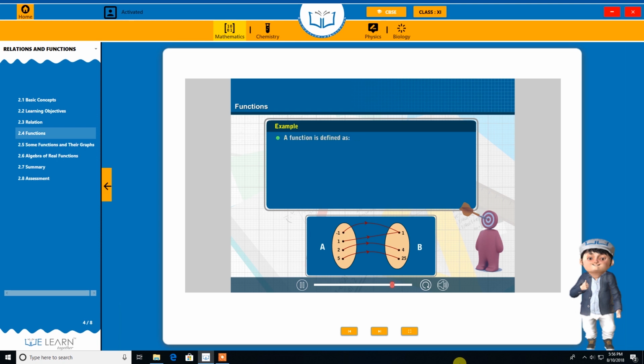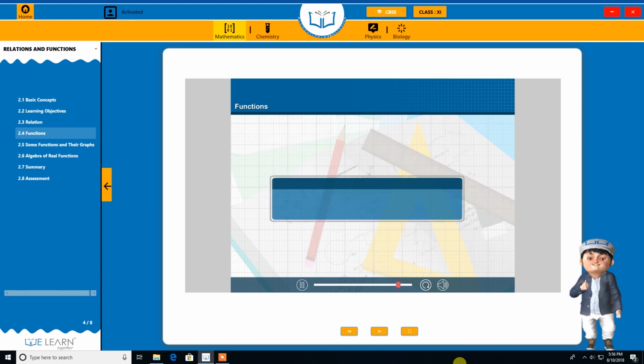Look at this example that we discussed earlier. By looking at the mapping, we conclude that the domain is equal to the set A and the codomain as well as the range is equal to the set B.